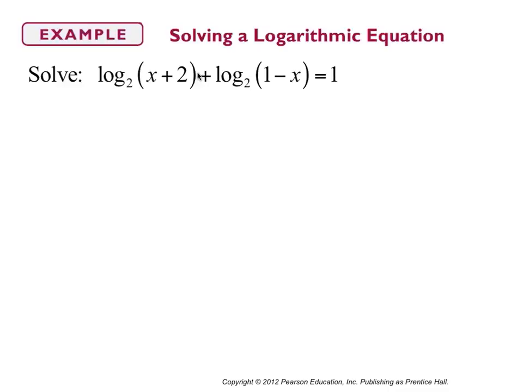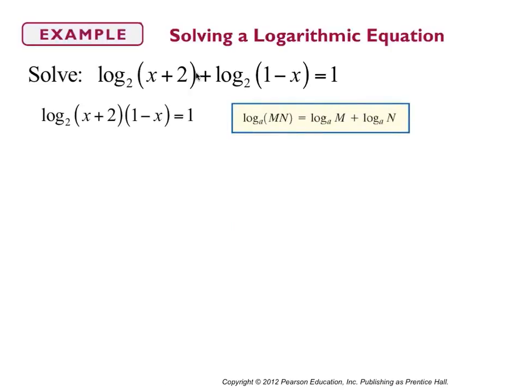Let's say we have log base 2 of x plus 2 plus log base 2 of x minus, 1 minus x, and that's equal to 1. Now, the problem with this one is that we have 2 different logs, so what we need to do is hopefully combine them in some intelligent way. Now, if you recall, if 2 things are added, we can change it into multiplication. So really, we just have log base 2 of x plus 2 times 1 minus x is equal to 1.